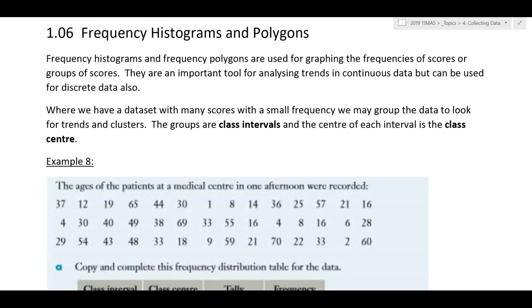Equally, when we have continuous data, remember like height or weight or something like that, then unless we're rounding it off, all of those scores really should be different, right? Continuous data, any two scores are probably at some point different. So there's a problem taking that sort of data and constructing these quite useful frequency histograms.